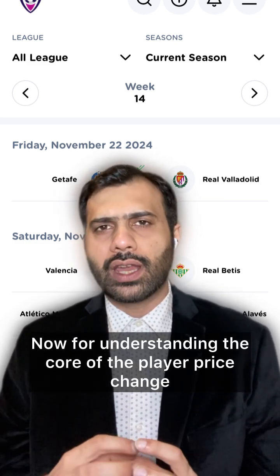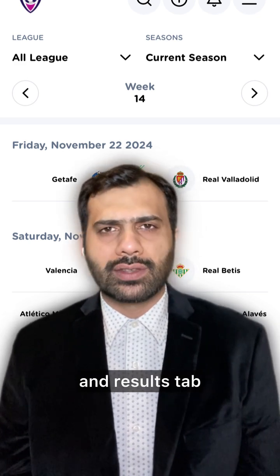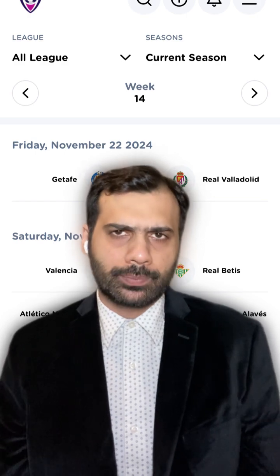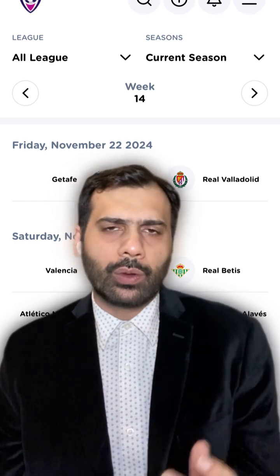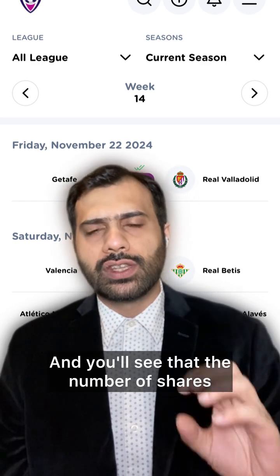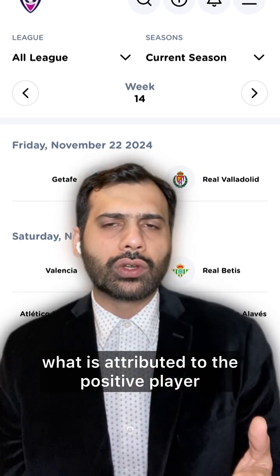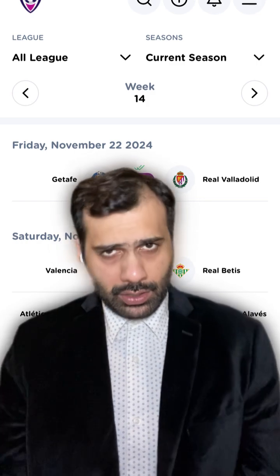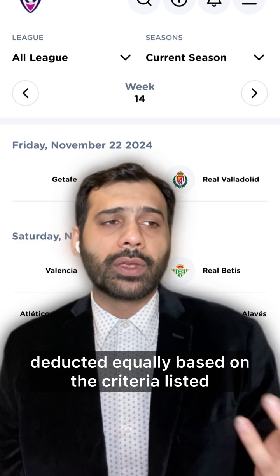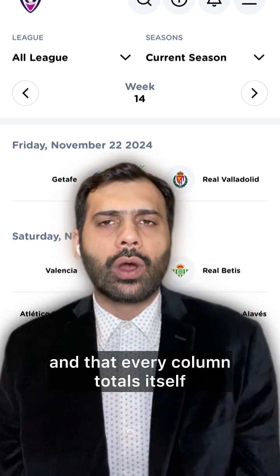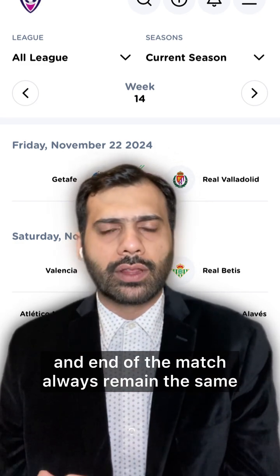Now, for understanding the core of the player price change, I would recommend that you go to the fixtures and results tab and click on any match. In that, you would have the events listed, which would be E1, E2, E3, or based on whatever events have happened. And you'll see that the number of shares multiplied by the event points is what is attributed to the positive player. And below that, in that same column, you will see that all the other players are deducted equally based on the criteria listed, and that every column totals itself, and that the match value at the start of the match and end of the match always remain the same.